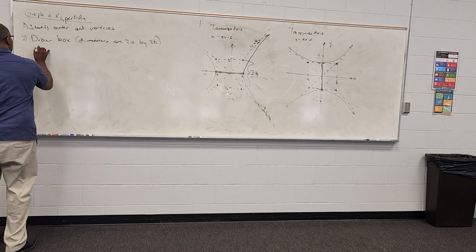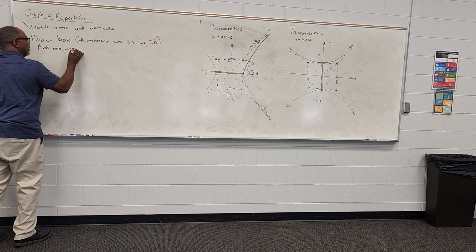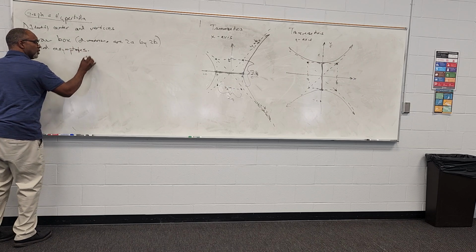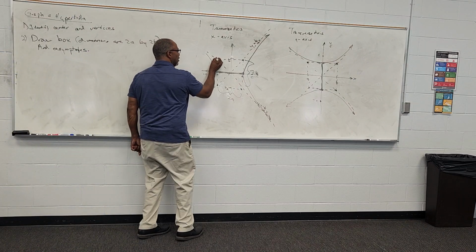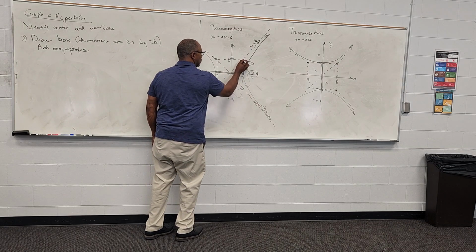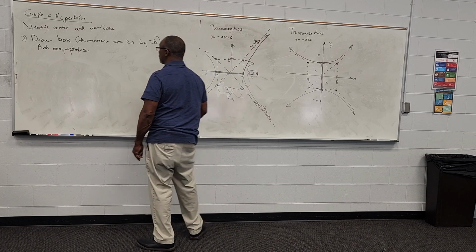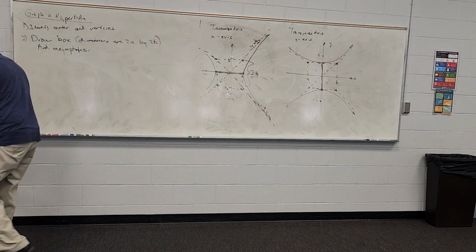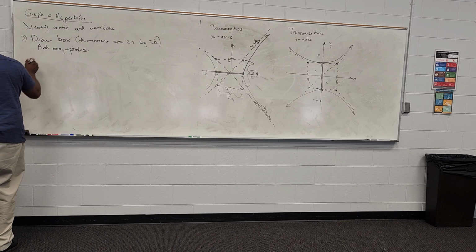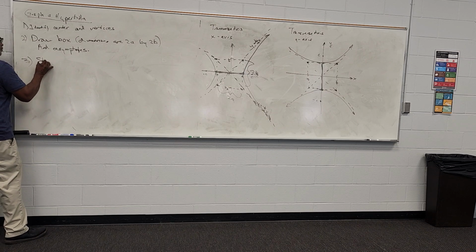Okay? And asymptotes. I just told you about the asymptotes. Because again, once you get the box, the two corners that are opposite each other allow you to draw one asymptote. The other two corners that are opposite each other allow you to draw the other asymptote. Okay? Then number 3 is sketch each branch of the hyperbola.